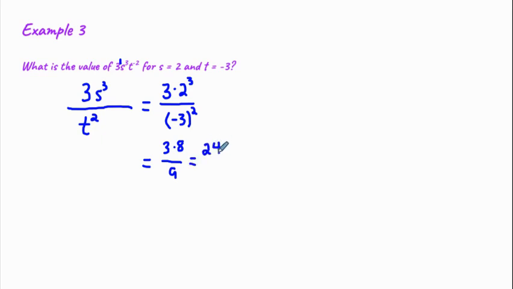Now what we have is a fraction that we can simplify. Let's go ahead and divide out a common factor of 3. And we get 8 over 3. And we're done.